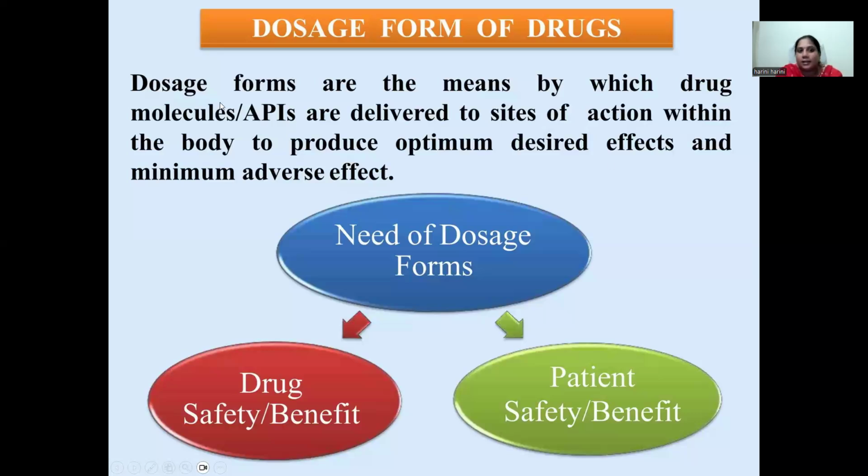In order to deliver the drug molecules to the site of action, it should be formulated in the form of a dosage form so that it will produce optimum desired effect and minimum adverse effect. So why do we have to formulate a dosage form instead of giving the drug as such? The need for the dosage form is for the drug safety and patient safety. That is, in order to protect the drug from the patient and the patient from the drug, we need to formulate a drug in the form of dosage form.